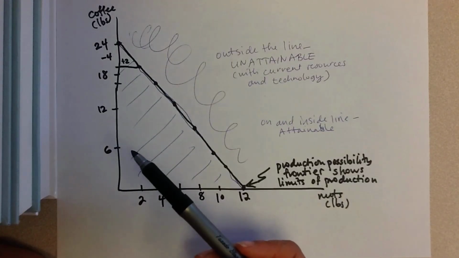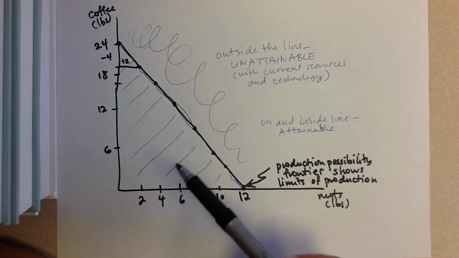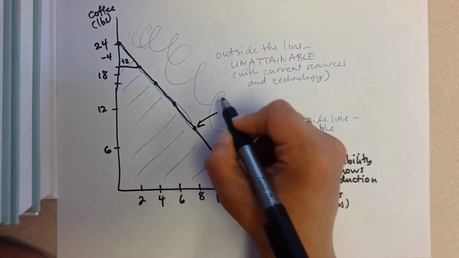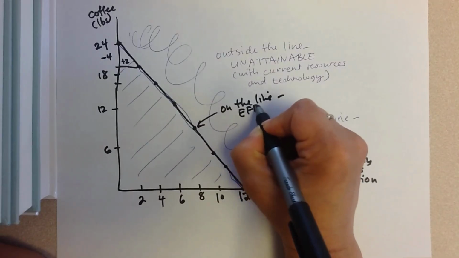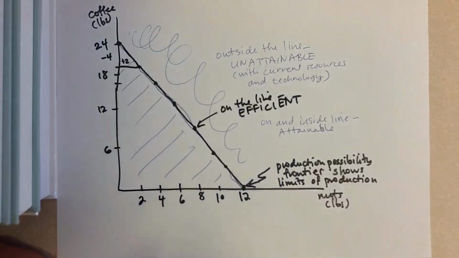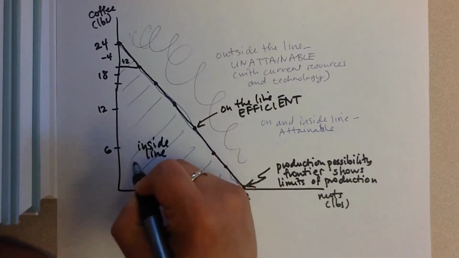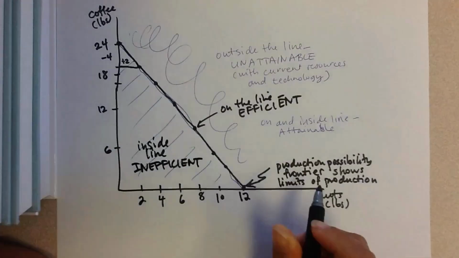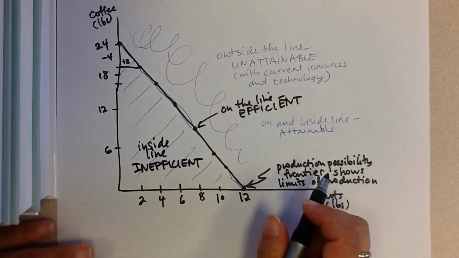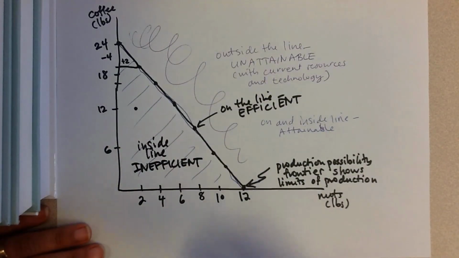Now the next distinction is between all these attainable points, the ones on the line and inside the line. There's a difference there. Points on the line are efficient, and inside the line, it's inefficient. And what do we mean by that? Well, if we're inside the line, let's say we are at this point, 12 and 2, that's attainable. That's definitely something that she could have. But it's inefficient because she could have more.